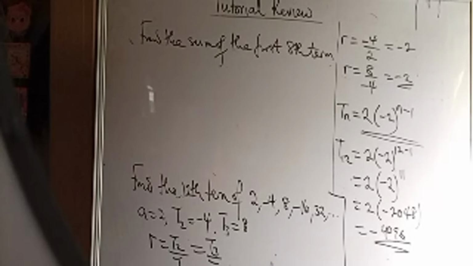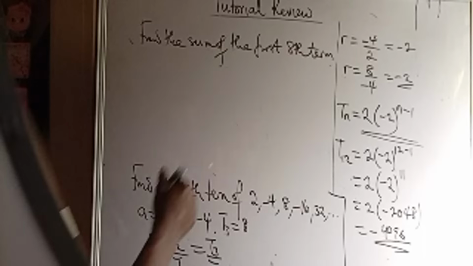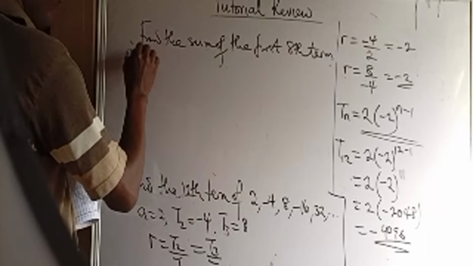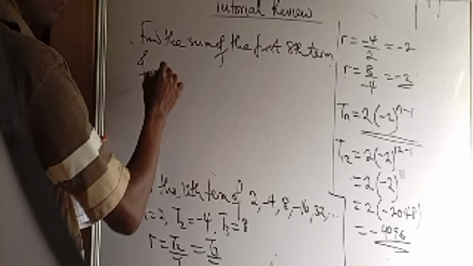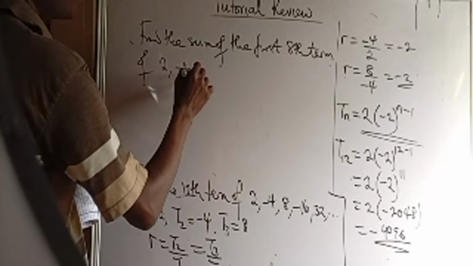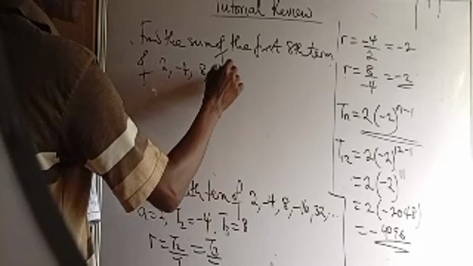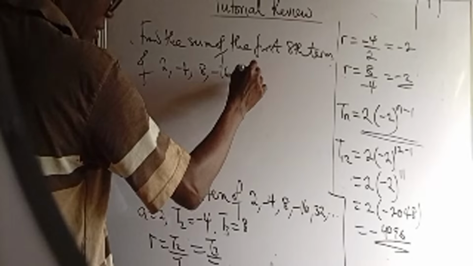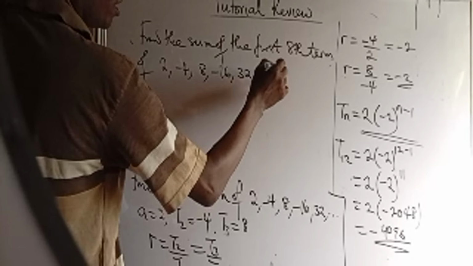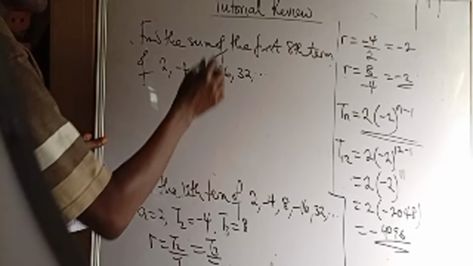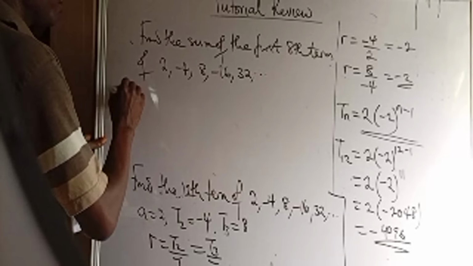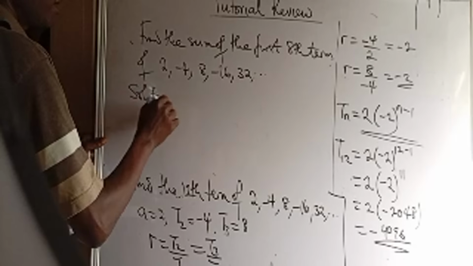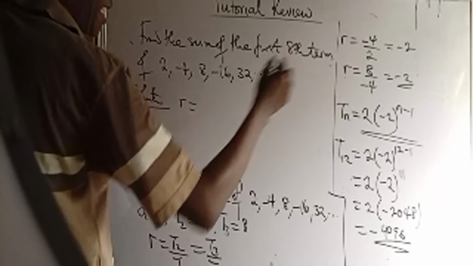Find the sum of the, I hope you can see. Can you see clearly? All right. Find the sum of the first 8th term of 2, minus 4, 8, minus 16, 32, and so on. Good. So now, first of all, to solve this, what is our R? We obtain R to be minus 2.